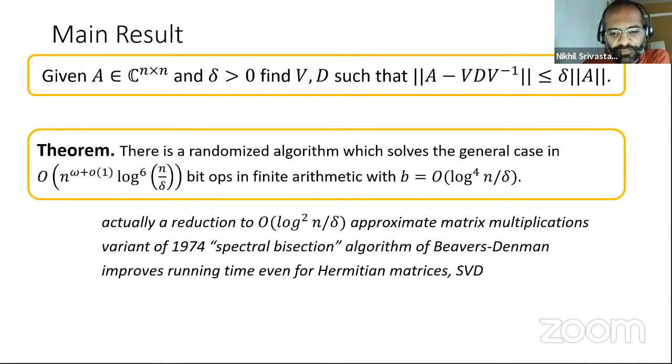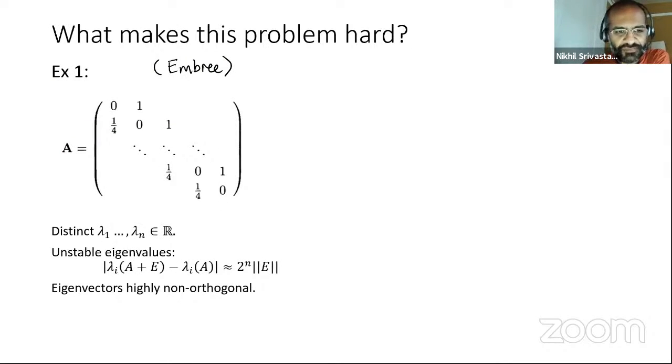Okay, so before telling you the proof, let me try to explain what, at least to me, makes this problem hard, or what are the difficulties. So I'll show you 2 examples. The first example is due to Mark Embry. This is a tridiagonal Toeplitz matrix. It has distinct real eigenvalues that look pretty harmless. But actually, its eigenvectors are highly non-orthogonal. And as a result, you can check that the eigenvalues are highly unstable under perturbation.